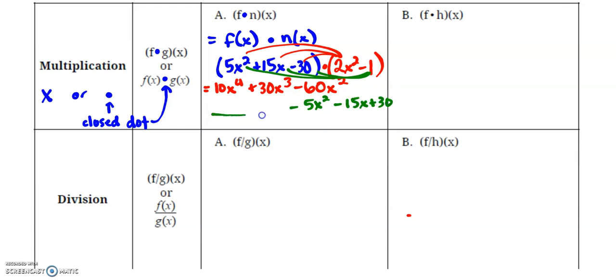And if you're wondering why I wrote it off a little bit, why I didn't write the terms for one right under the other, it's because I knew that this first term was going to be alike with the 60x squared, and that's actually the only term they have in common. So I wanted to line them up so that it was easy to add them, right? Because now I can just add top to bottom. So 10x to the fourth, 30x cubed, minus 65x squared, minus 15x plus 30. That rather long function is f of x times n of x.